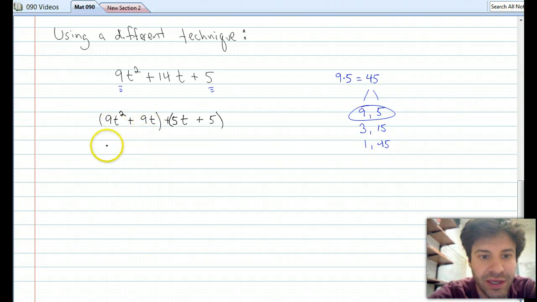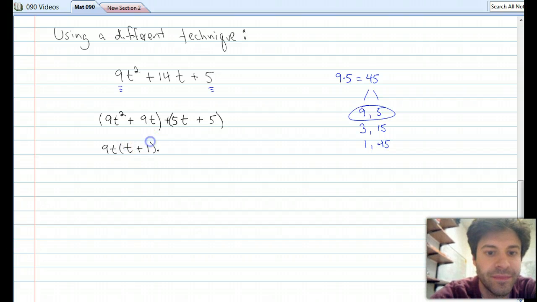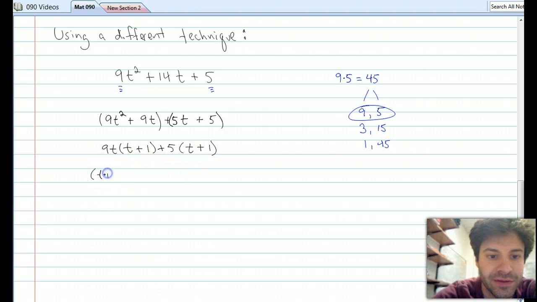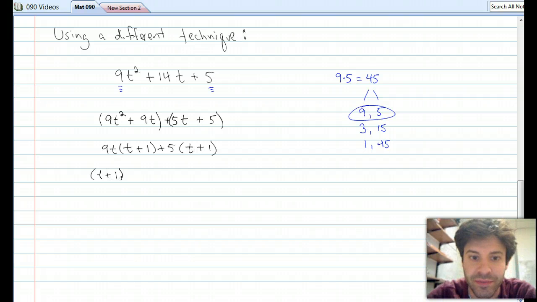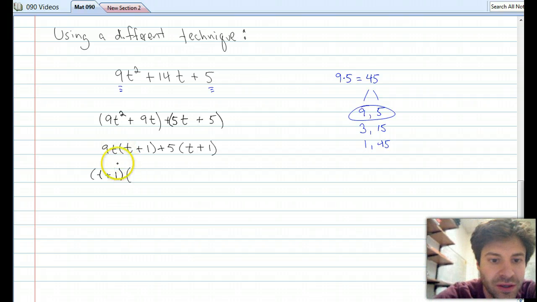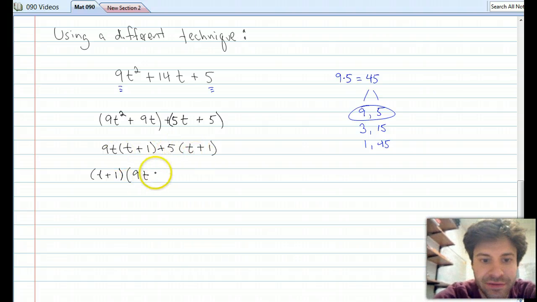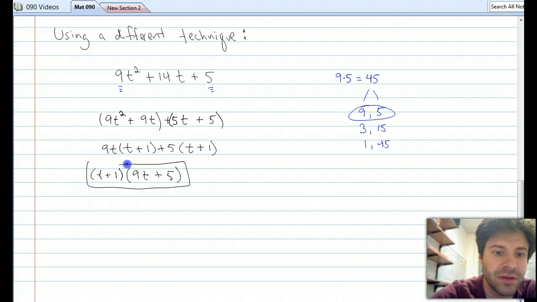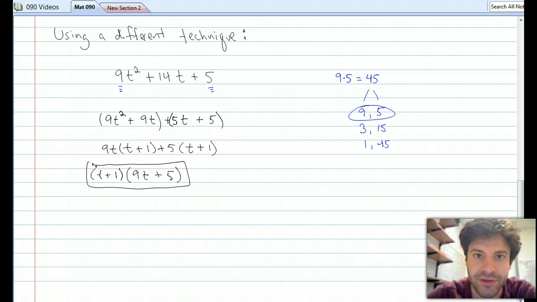So the first group we can take a 9t out of, and we're left with a t plus 1. The second group we can take a 5 out of, and we're left with a t plus 1. And hey look, the two things in the parentheses are exactly the same. That means that we can factor that out. We can factor the t plus 1 out of each one of those two terms, leaving us with a 9t from the first term and a 5 from the second term. Not too bad. That's an option of how to factor trinomials.